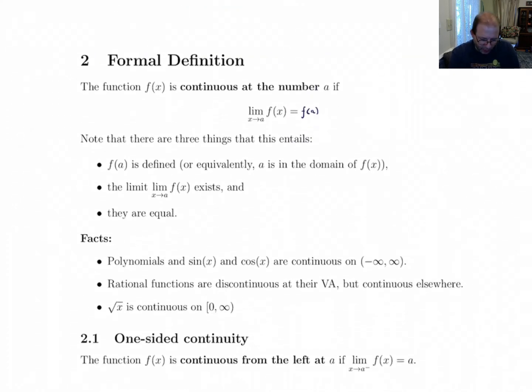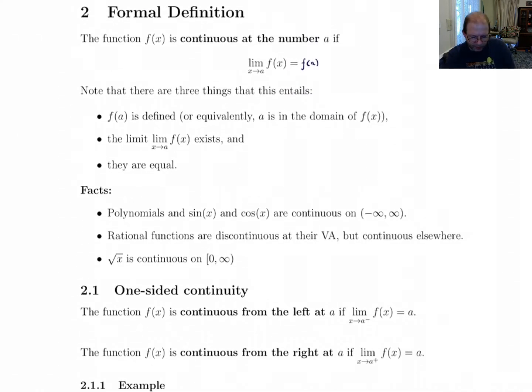If you look at the formal definition, it just makes the idea of not having to pick up your pencil a little more rigorous, and it does it in terms of limits. It says a function is continuous at a number a if the limit as x approaches a is equal to the function's value.